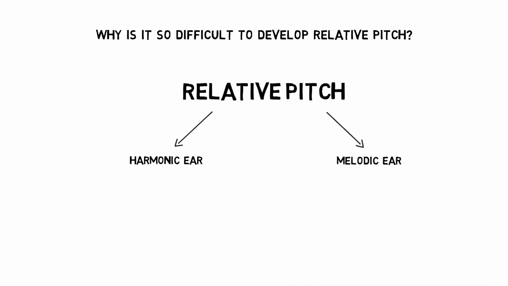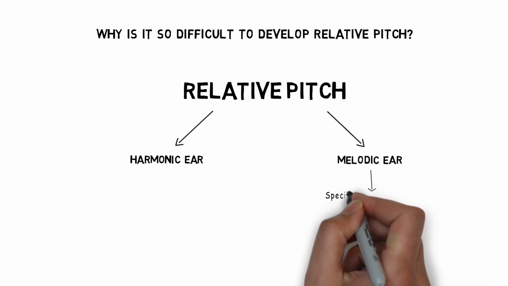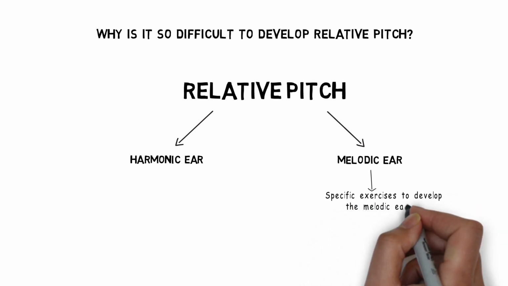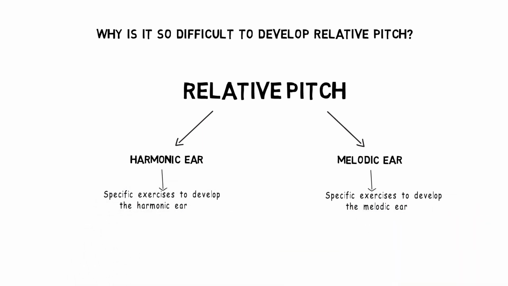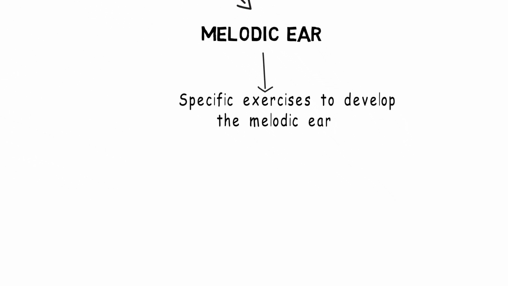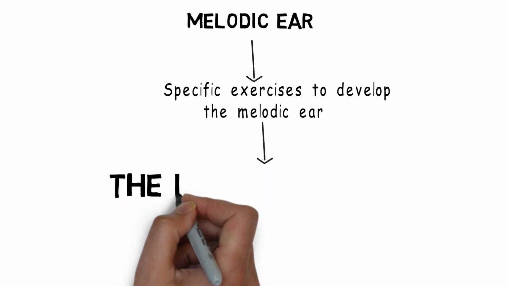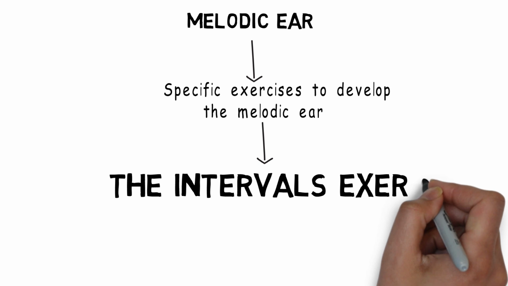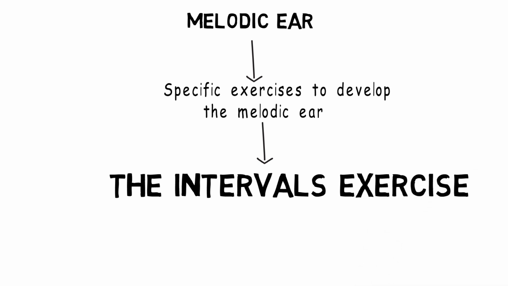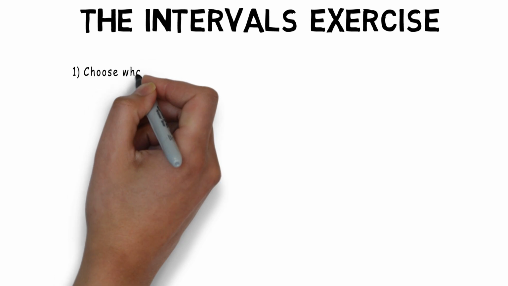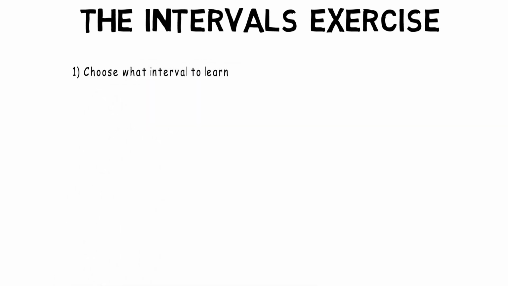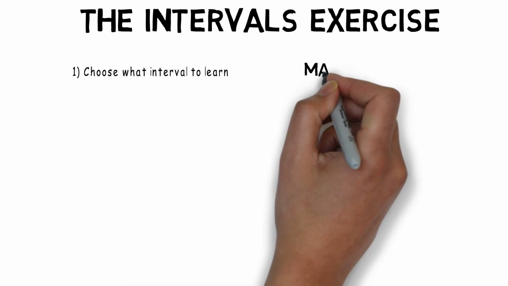For this reason, we perform specific exercises to develop the melodic ear and other specific exercises to develop the harmonic ear. This is an exercise that is mistakenly considered to be one of the best exercises to develop the melodic ear, the intervals exercise. There are several variants of the exercise, but I'll take one just for the sake of demonstration. At first, we choose what interval to learn.